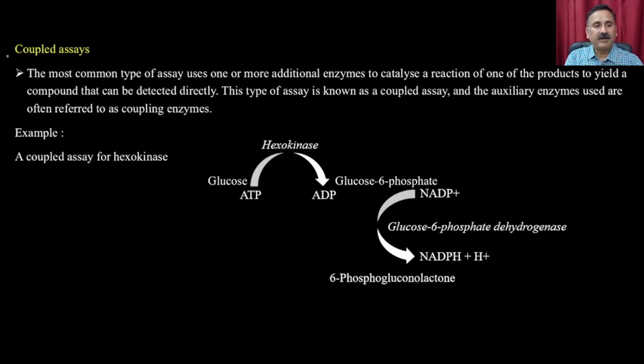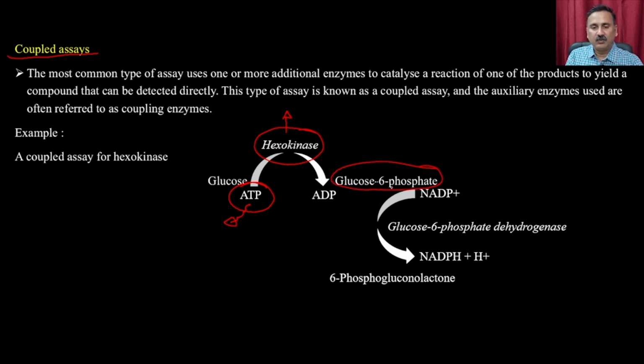Then we have the coupled assays. This is an example of a coupled assay, where glucose is converted into glucose 6-phosphate by the enzyme hexokinase. If we want to measure the activity of hexokinase, we have two options. Either we couple the formation of ATP to some system, or we couple the glucose 6-phosphate to another system.